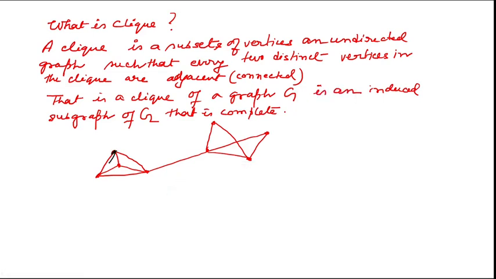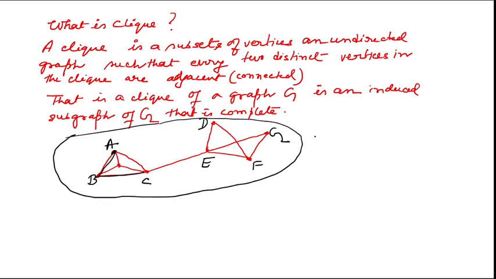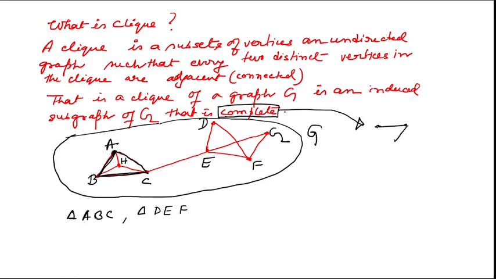So you can consider this as a clique. Let us name it A, B, C, D. This whole thing is capital G, and induced subgraph may be this one, triangle ABC. Or maybe triangle DEF, or maybe this. These are all induced subgraphs that are complete. Complete graph means if you pick any two vertices from that graph, they will be connected. That is complete. So these subgraphs are induced subgraphs which are complete.